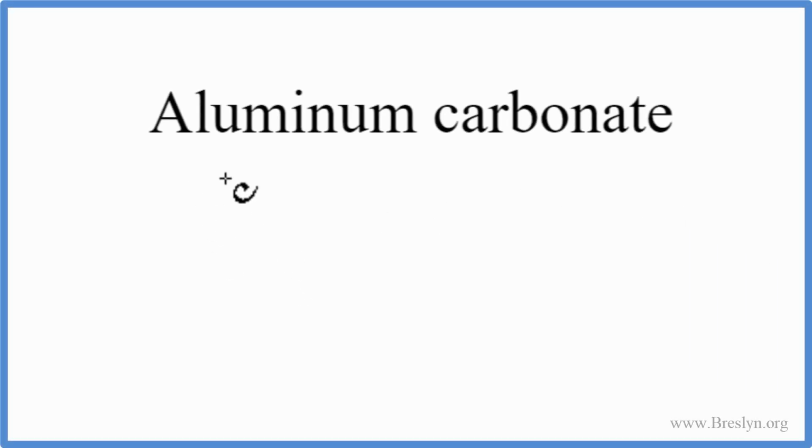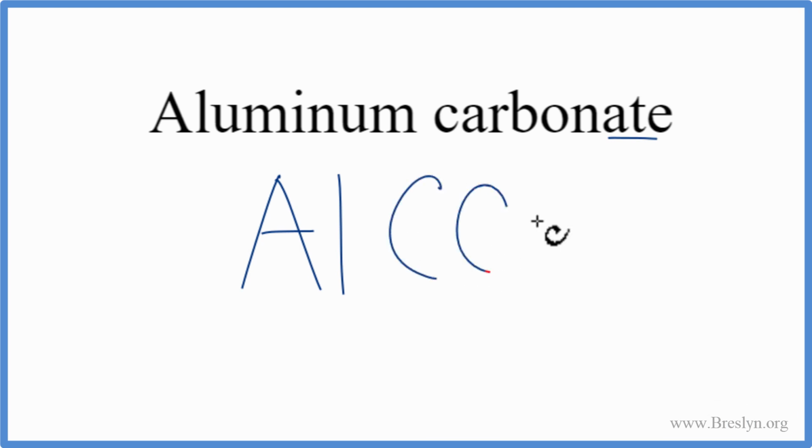To write the formula for aluminum carbonate, we go to the periodic table and we see aluminum, the element symbol is Al, and then carbonate, we won't find that on the periodic table. It's a polyatomic ion. We can tell it ends in ATE. So we need to look this up on a table of common polyatomic ions. When we do, we find that carbonate is CO3 2-.